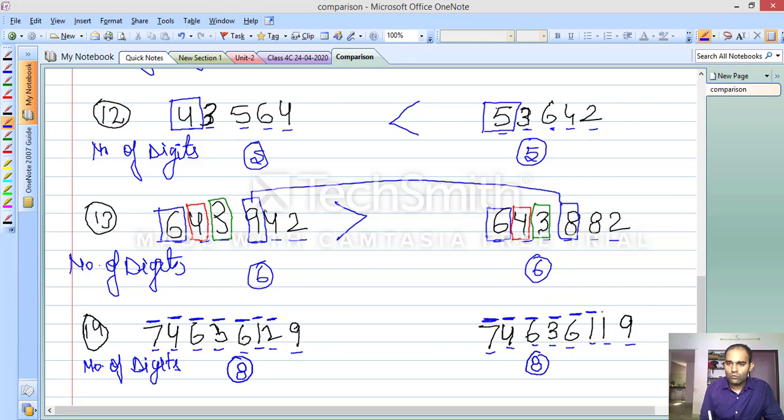2, 1. Here we found the difference. Here is 2 and here is 1. So now we can stop. Which is greater, 2 or 1? 2. Yes, so this number will be greater. Understood? Good.